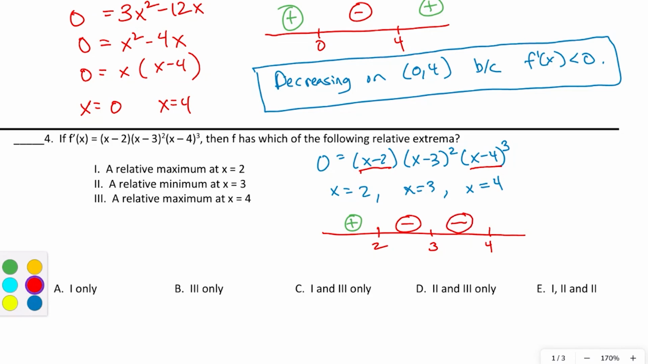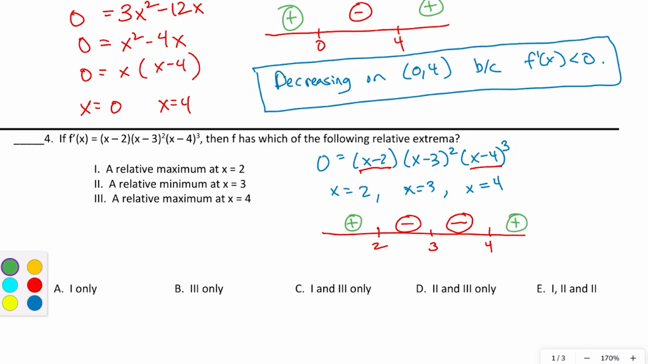Little thing to point out here is that the sign is not changing at 3, and that is connected to the fact that the multiplicity on this root is even. So anytime you have this squared factor or factor to the 4th power, you should expect the sign chart to reflect the sign not changing. And so we're not going to actually have an extrema at 3. And then after 4, we could pick a number like 10, in which case we'll have a positive times a positive. So the slope is going to be positive here.